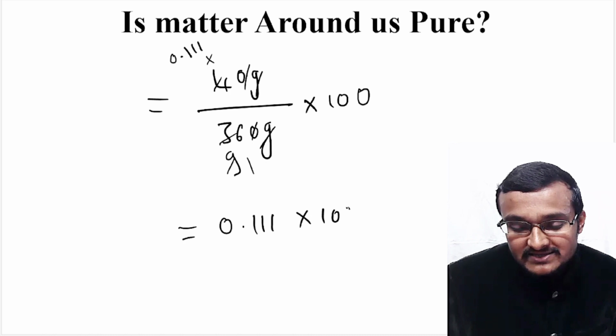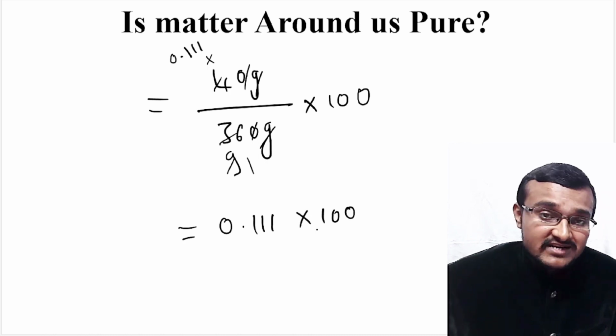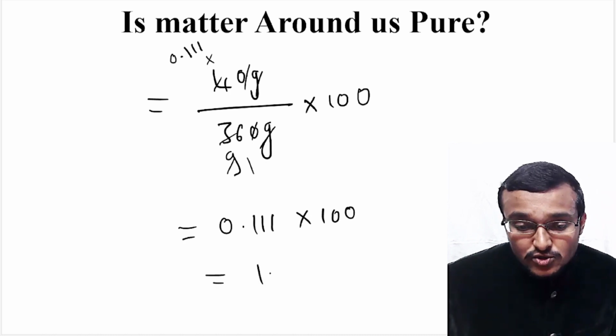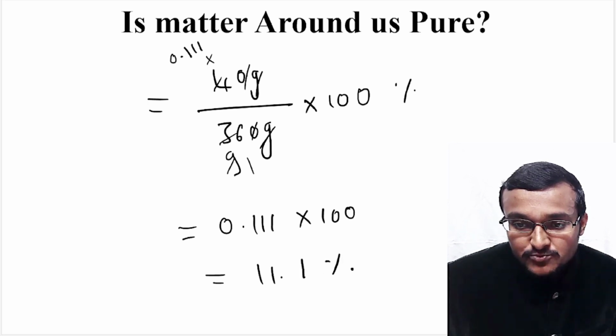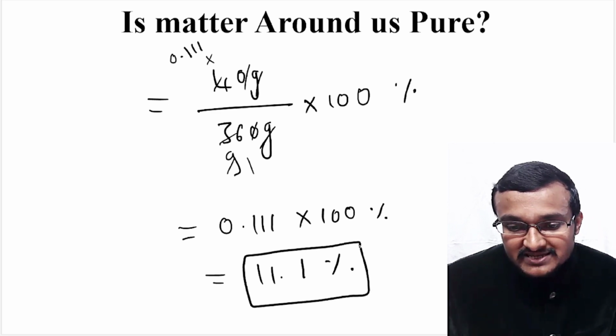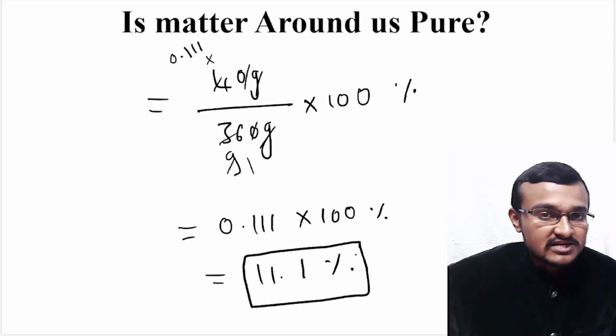0.111 into 100 is the answer. So what is 0.111 into 100? That will be equal to 11.1 percentage. You should not forget to put the percentage sign here. So 11.1 percentage is the mass by mass percentage of solution.